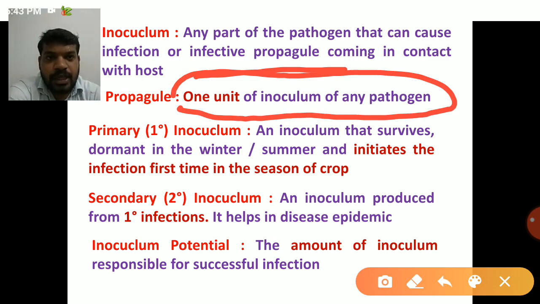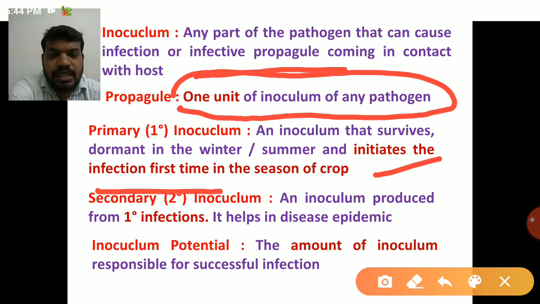Next one is primary inoculum. An inoculum that survives dormant in the winter or summer or in unfavorable conditions and initiates the infection for the first time in the season of the crop.